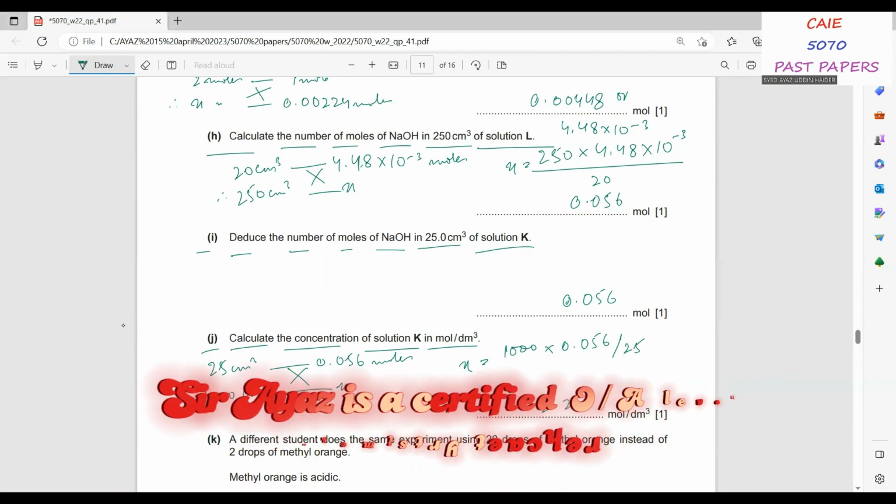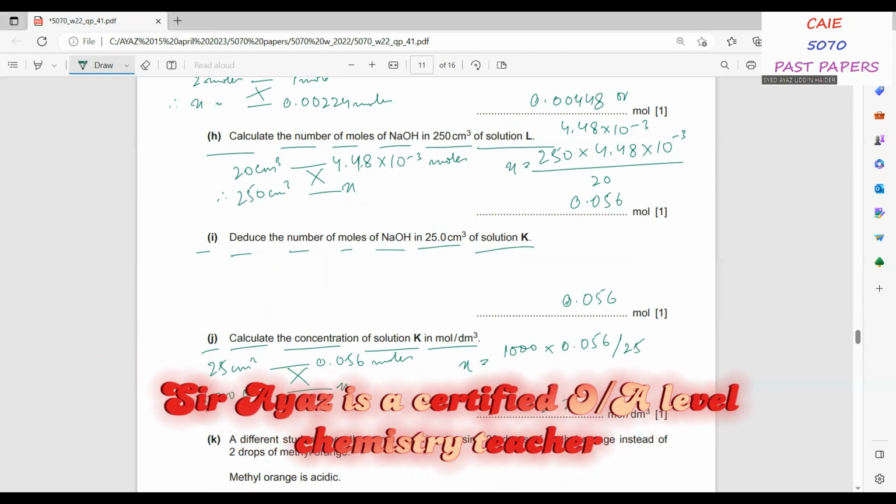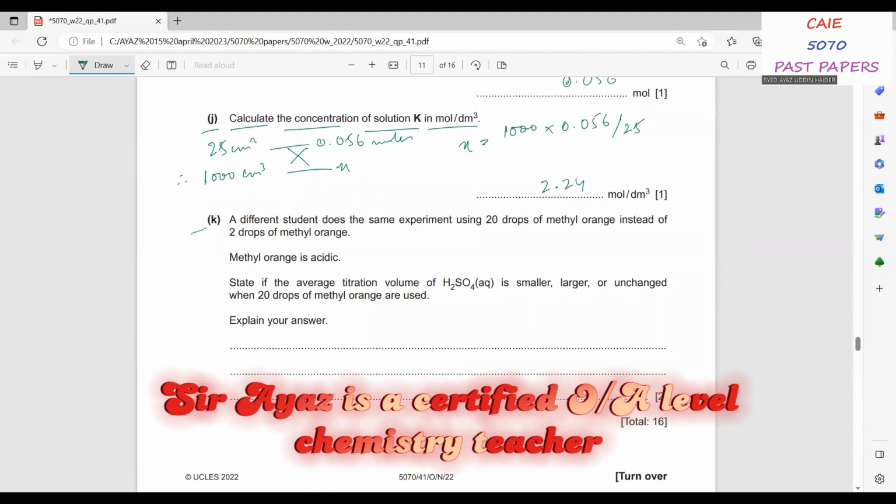2.24 mole per dm cube. This will be your final answer. Okay, a student does the same experiment using 20 drops of methyl orange instead of 2 drops of methyl orange. Methyl orange is acidic. State if the average titration volume of H2SO4 is smaller, larger, or unchanged when 20 drops of methyl orange are used. Explain your answer. Definitely, it will become smaller.